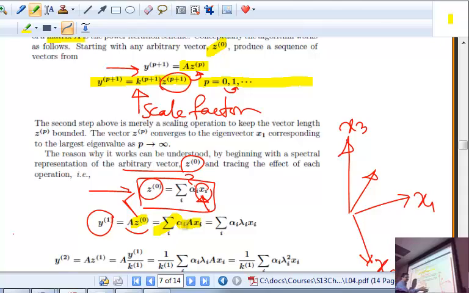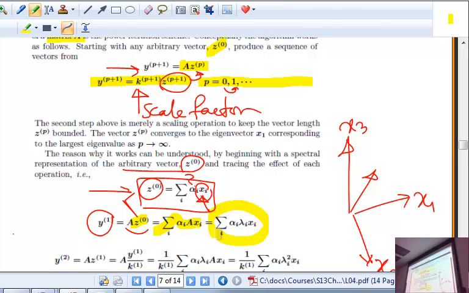We are not doing any of these operations. We are trying to understand why it works. The operation that you do is simply those two lines: multiply, scale, and repeat. But that is equivalent to the expression that we see here, alpha i lambda i xi. Okay, that is for the first iteration.